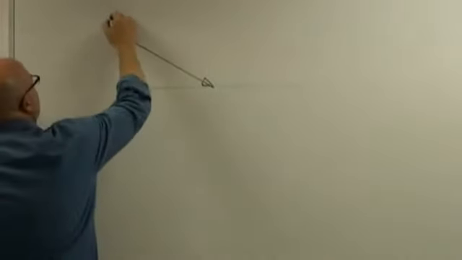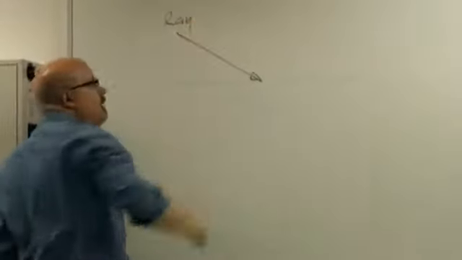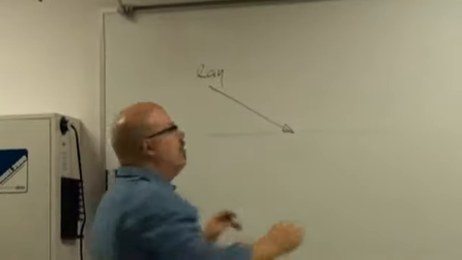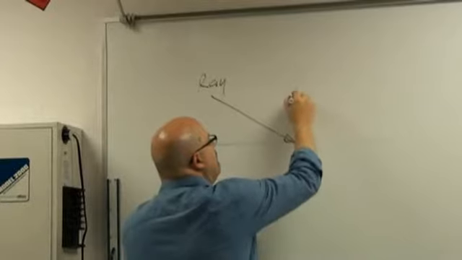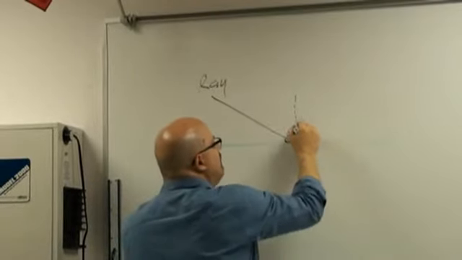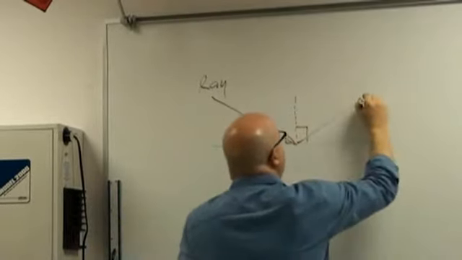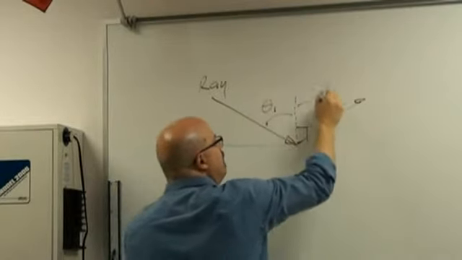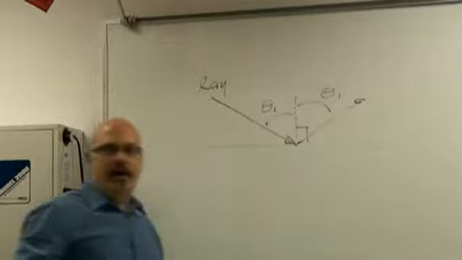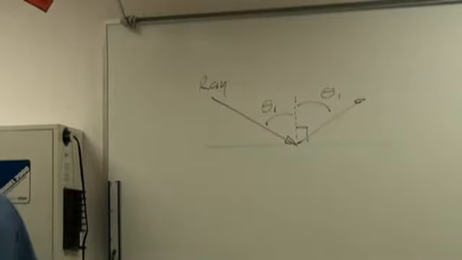Okay, here's our incoming ray. Okay, when it hits the new material, draw your normal line. You may need to get out a protractor if necessary. And then it will bounce out where this angle equals this angle. All right? Piece of cake.